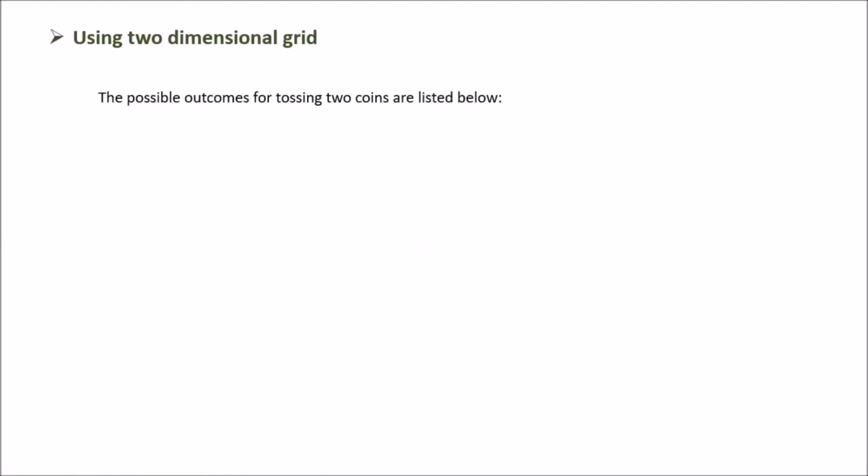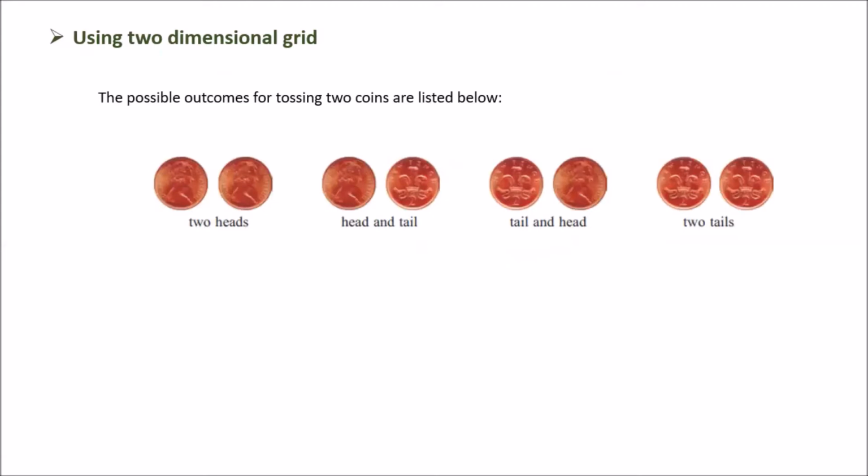Now we are going to represent it in a two-dimensional grid. We are going to toss two coins. The outcomes are two heads, or head and tail. From the first coin we obtain tail and from the second head, or from both coins we get tails. These are all the outcomes when we toss two coins. Yesterday we learned about tossing only one coin. Now there are two coins, and these are the possible outcomes.